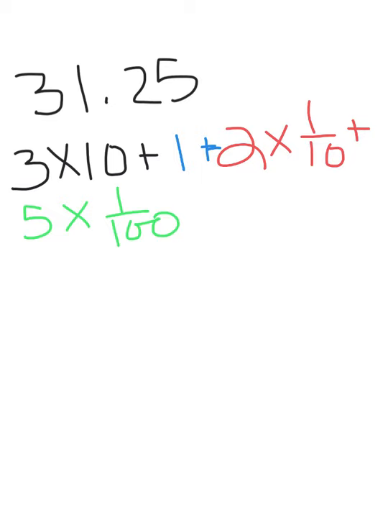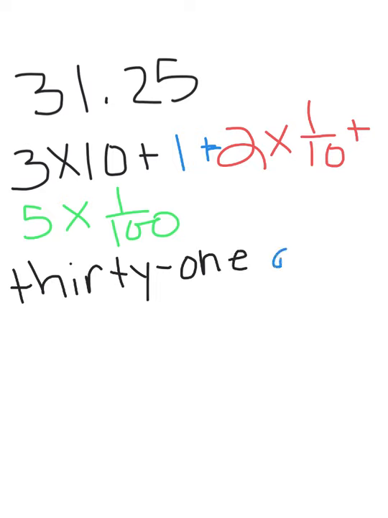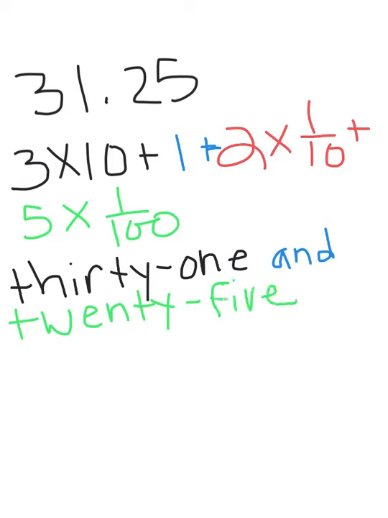And to write that out as a number name, we would write 31. We've got our decimal point, so we're going to put 'and'. We have 25 hundredths, so 25, and we're going to write hundredths.